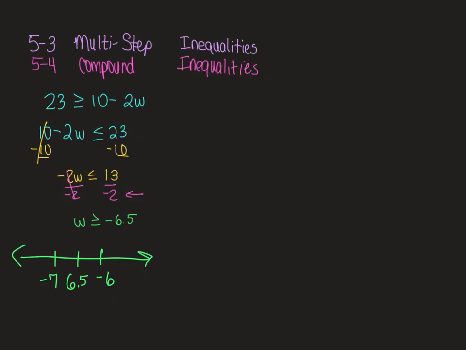All right, so I've got my number line with a couple of neighbors. I'm going to have a closed dot at negative 6.5. And then I'm going to color to the right.